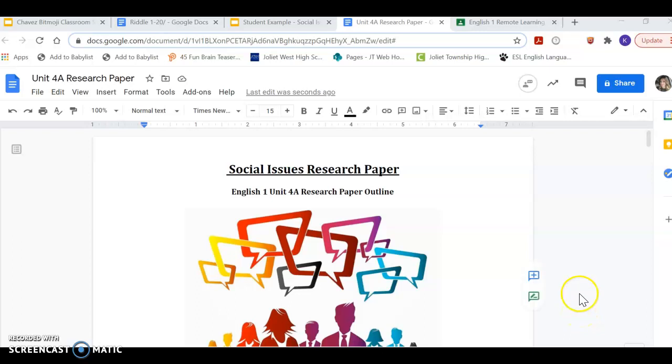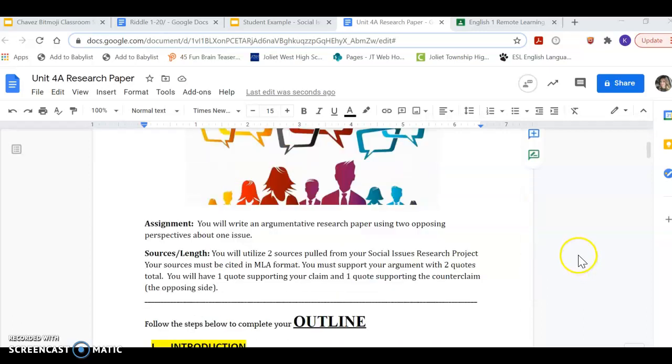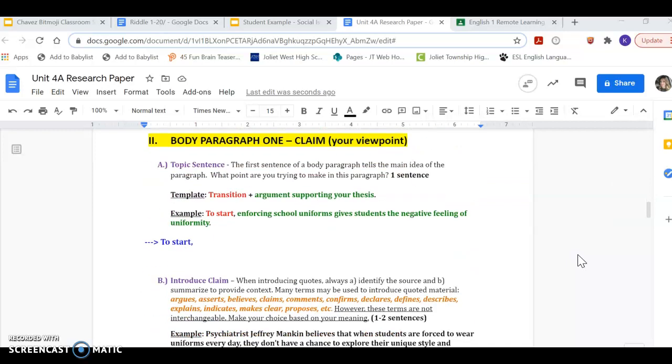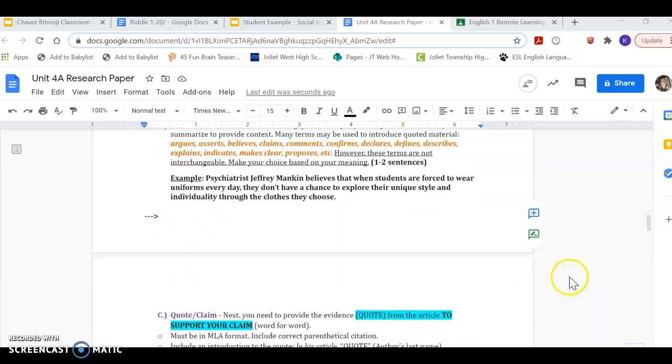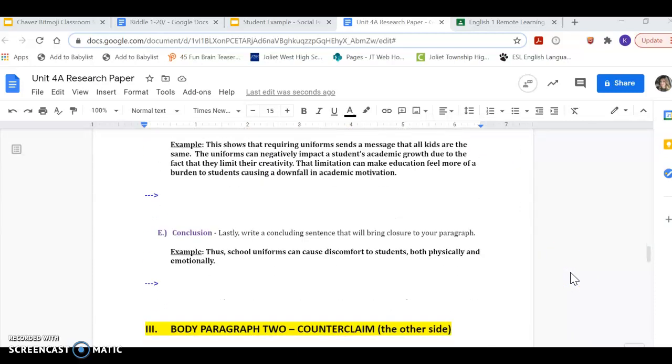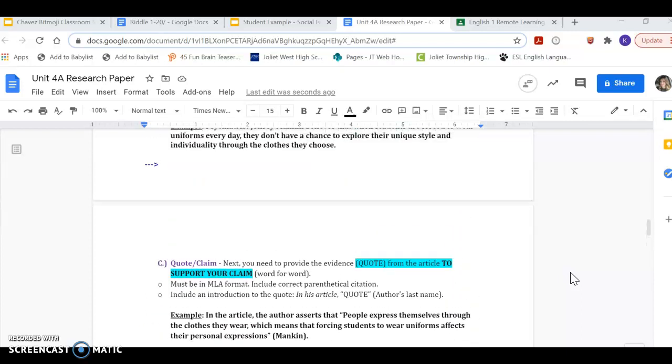Today in class, we talked about completing body paragraph 1 on your Unit 4A research paper outline. Once you open the outline, scroll down to Roman numeral 2, where it's highlighted in yellow, body paragraph 1, your claim, your viewpoint. Each body paragraph consists of a topic sentence, an introduction to your claim, followed by your quote, the explanation of your quote, and a concluding sentence.